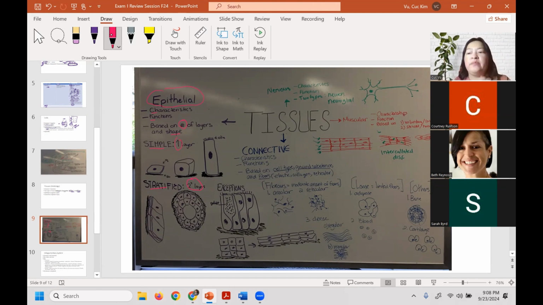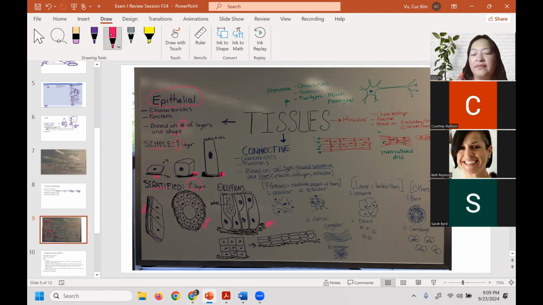Always look for the basement membrane. The basement membrane is going to be where it's darker, like this. Here's a basement membrane. Here's a basement membrane. There's a darker line that anchors the epithelium down. Because epithelium lines all surfaces, something's got to hold it down in place, and that's the basement membrane.